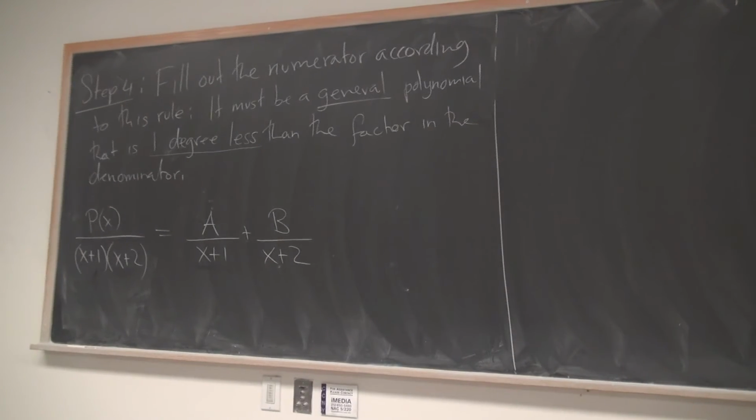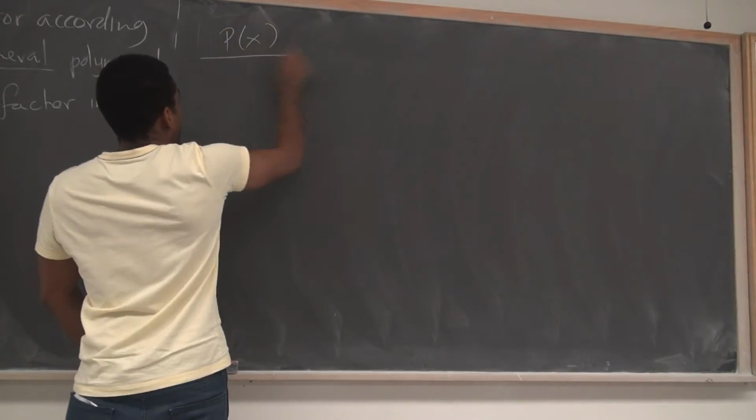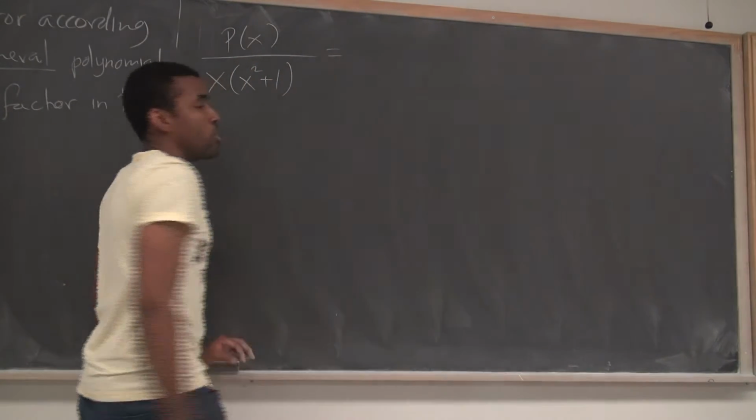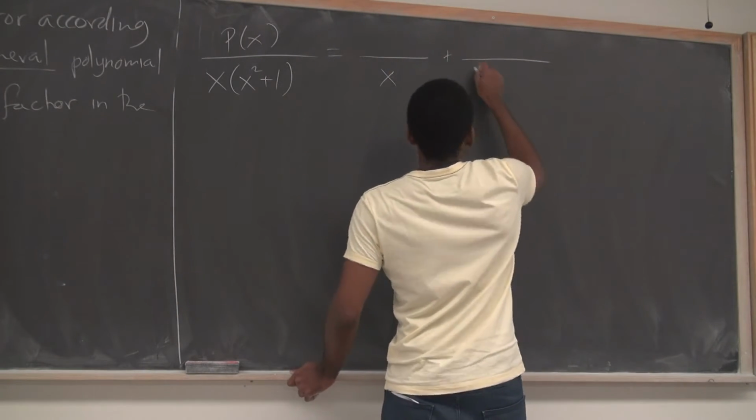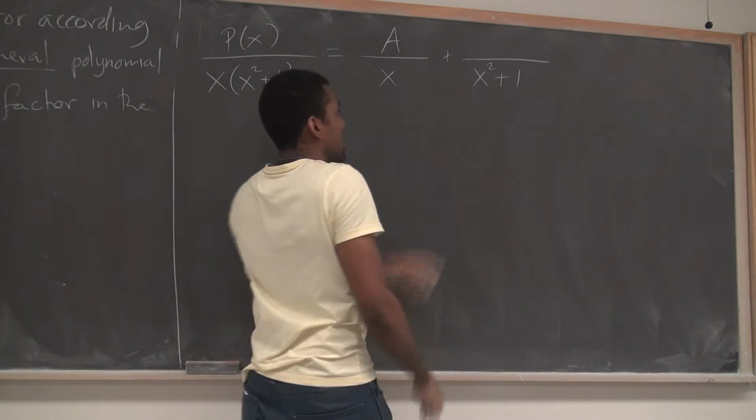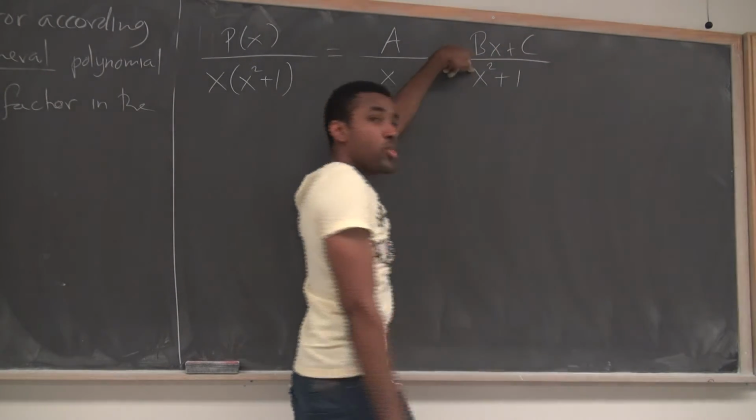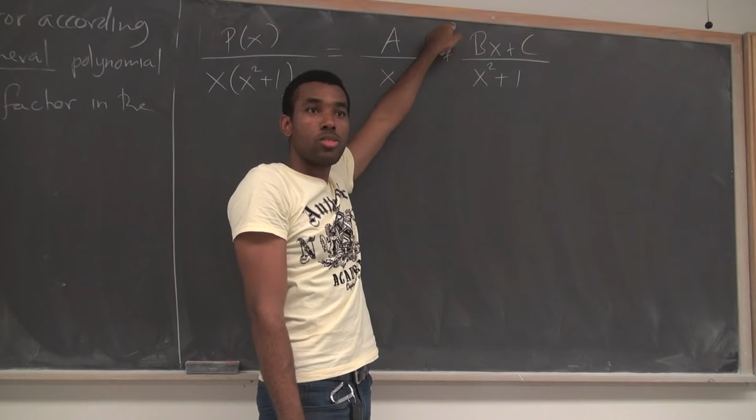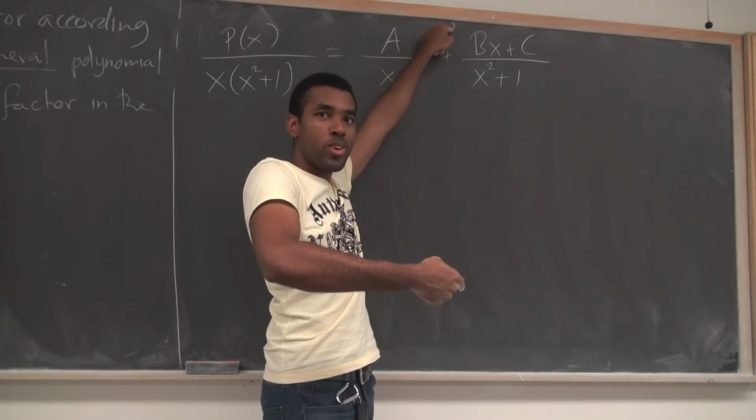Let's do some more variations. I just wanted you guys to see how we break this up. Let's jump to my second example. How would you break that up? One denominator is x. Another denominator is x squared plus 1. What goes on top here? A. Bx plus C. Do you see why? The degree of the bottom is 2, which means on top I need to write degree 1.